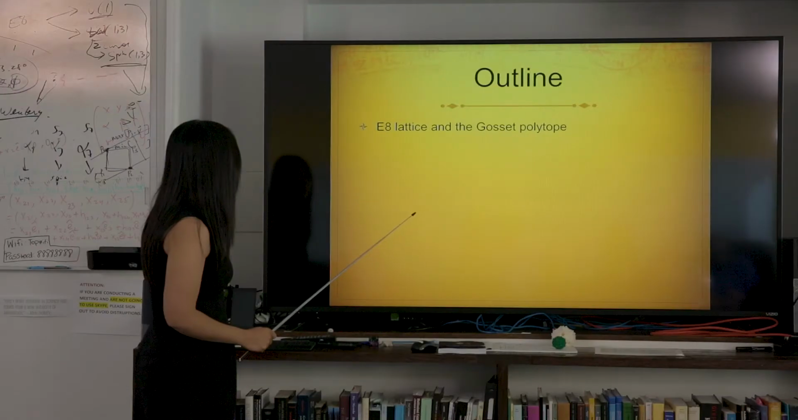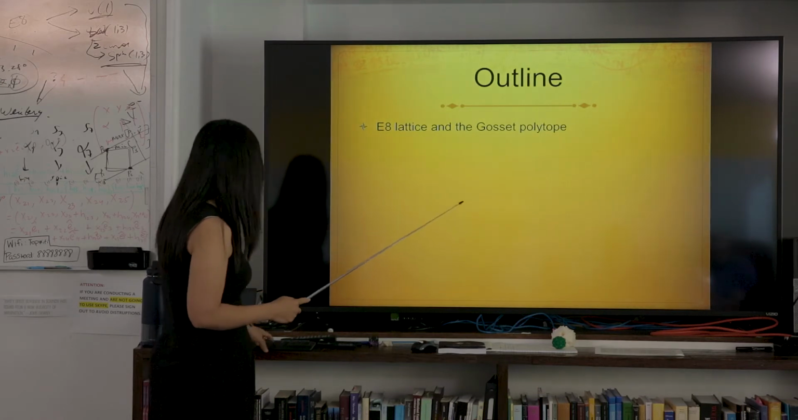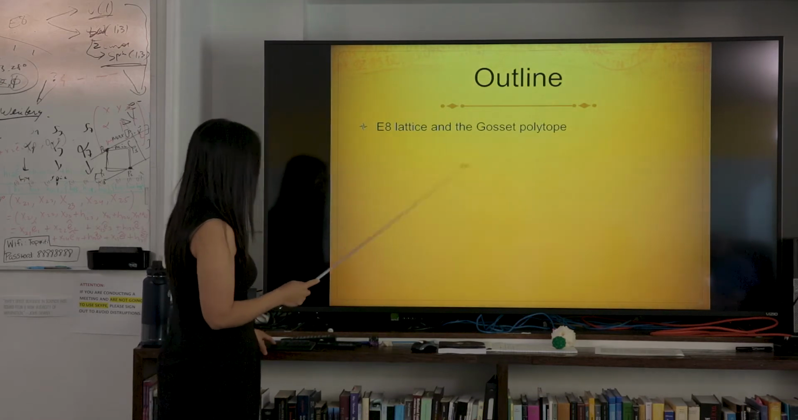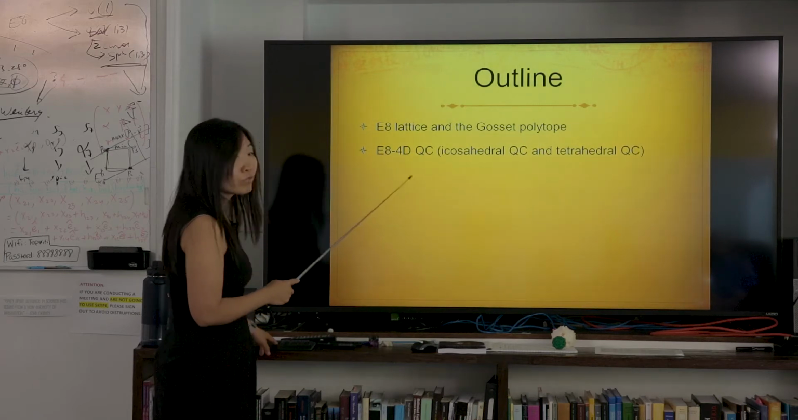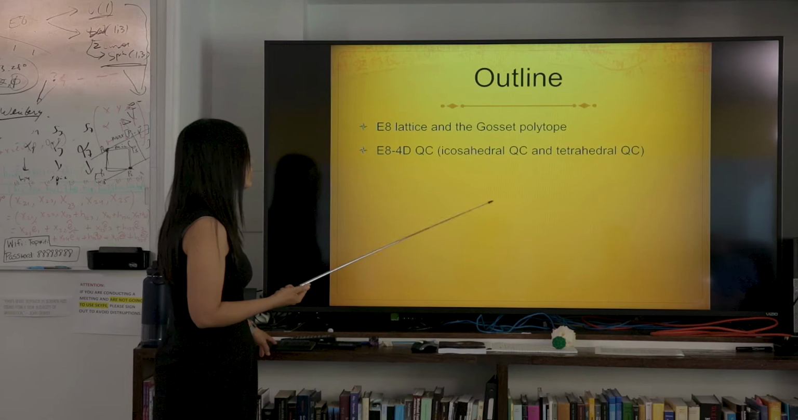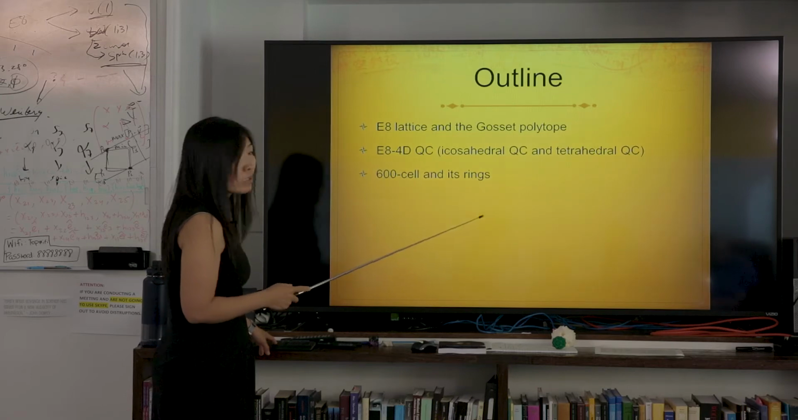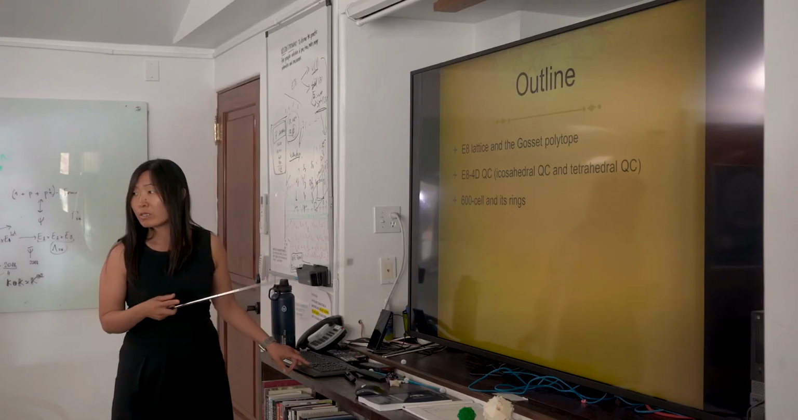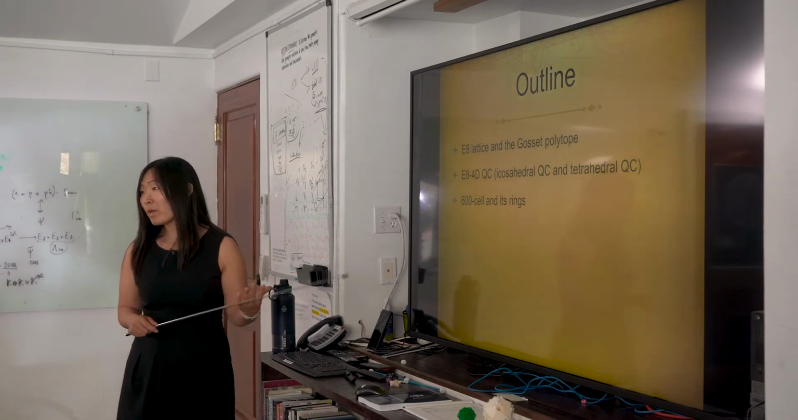It's the outline. So first I will introduce, I don't have to introduce, you all know the E8 lattice and the Gosset polytope. And then I will talk about the E8 to 4D quasicrystal, which is also called the Elser-Sloane quasicrystal. And then the 600 cell and its rings. I'm going to talk about these rings because this mapping is from the Hopf mapping.